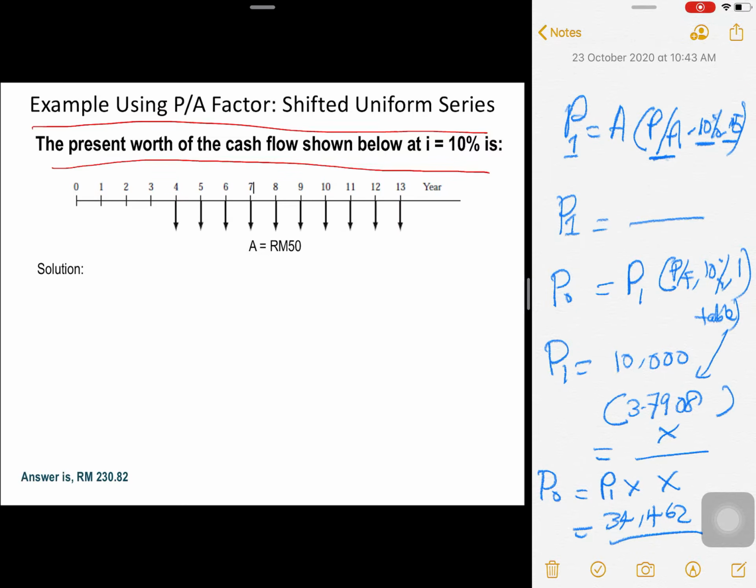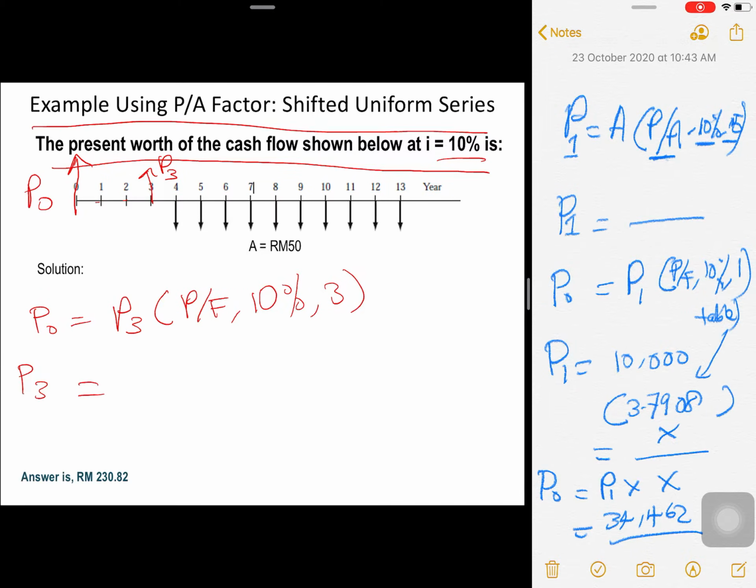We do have another example that you can use to find the present worth value of the cash flow shown below at i equals to 10%. So how do we solve for this? Okay, we find P0 and then P at 3. So P0 equals to P3 times P over F, interest 10%, n equals to 1, 2, 3.